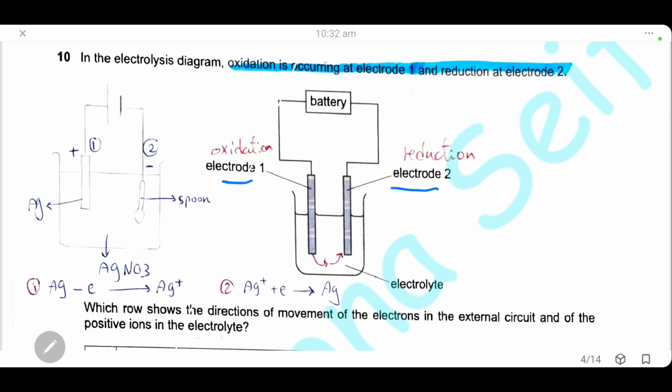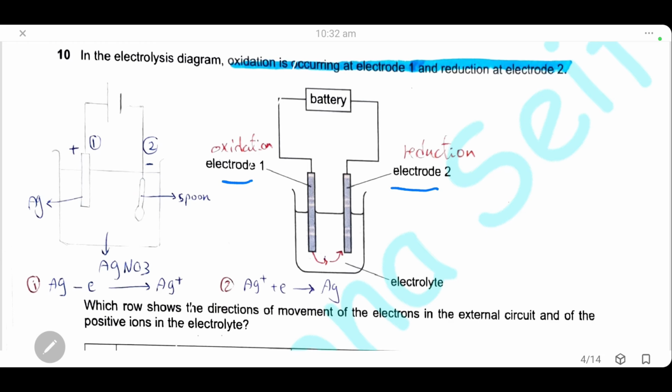in which we have reduction, like what happened in electroplating. Here we have at the cathode the object to be plated, and at the anode we have the metal which we use to electroplate.